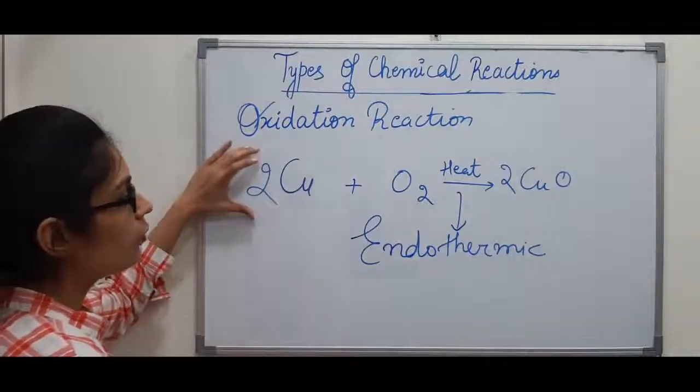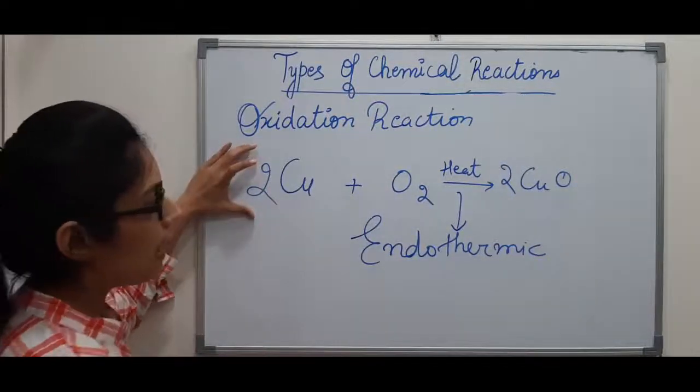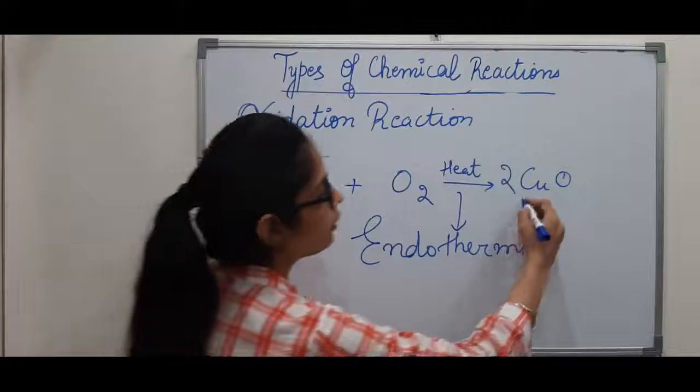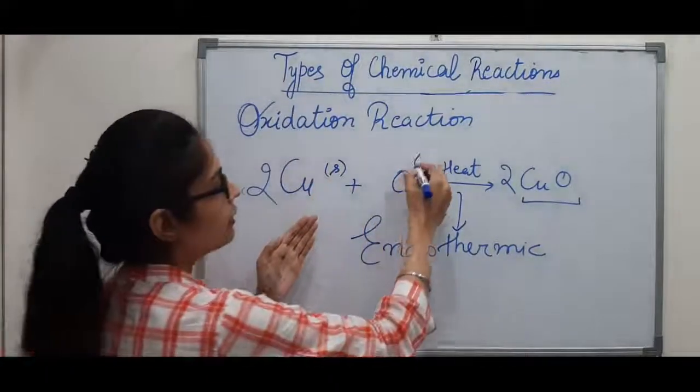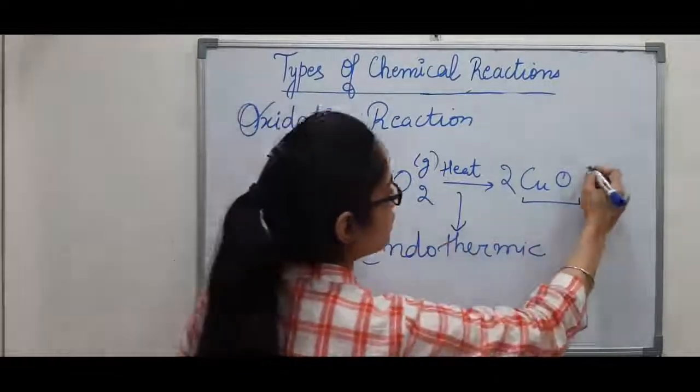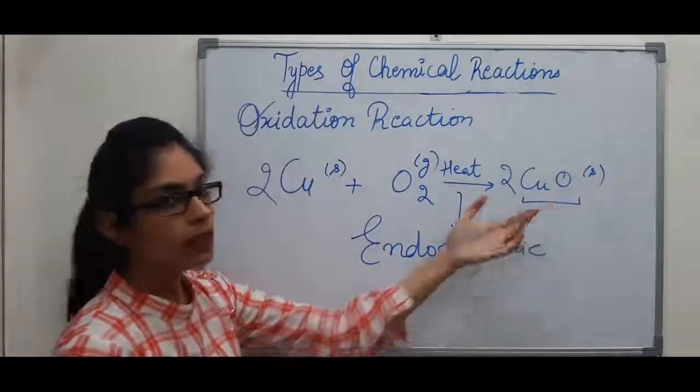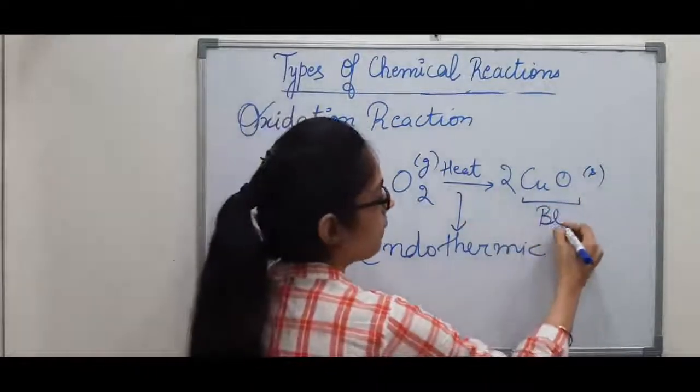So let's take another example, and before that I want to tell you, like copper oxide, their states: copper is solid, oxygen is gas, and copper oxide is again solid, and the color of copper oxide is black.